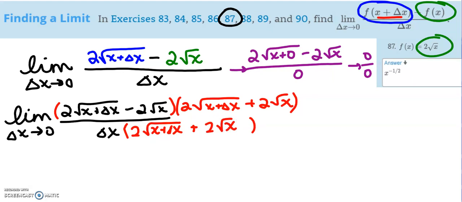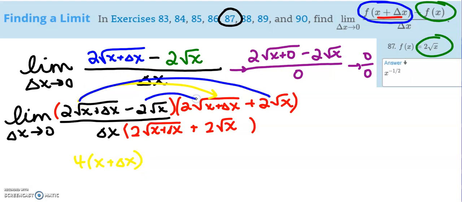All right, so now the whole purpose of this was to force a difference of squares. So if I take first times the first, I end up with 4 times x plus delta x. Sorry, the color is not that great. When I do the outside and the inside together, they cancel out because I get a positive version of this product and a negative version of that product. So they will cancel. And then when I do my lasts, I get negative 2 times 2, which is negative 4, and square root of x times square root of x is x.